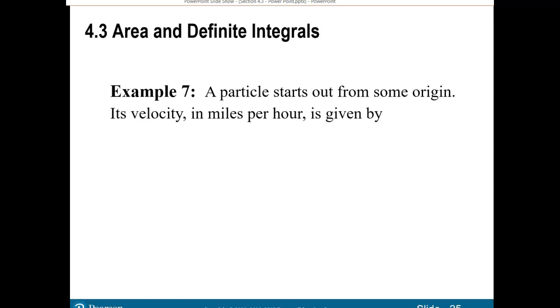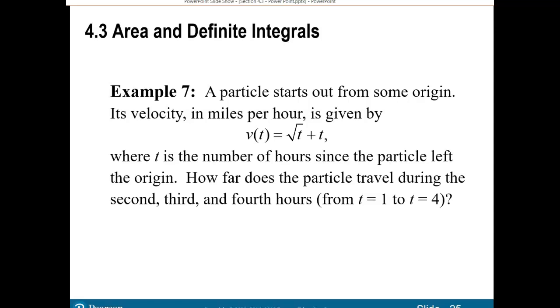All right, example 7. The particle starts out from some origin. Its velocity in miles per hour is given by this function. So remember, velocity is the first derivative of position. So t is the number of hours since the particle left the origin. How far does the particle travel during the second, third, and fourth hours?